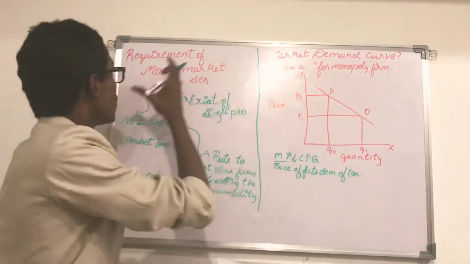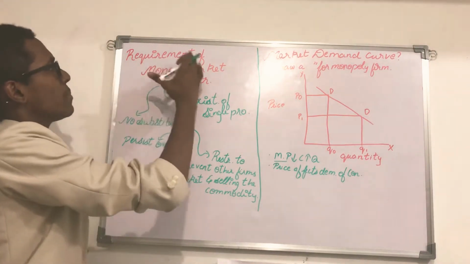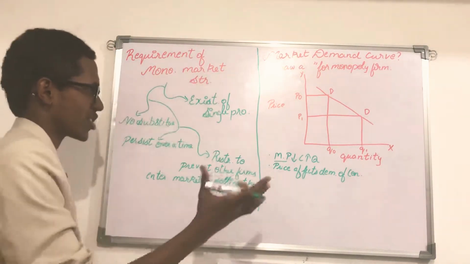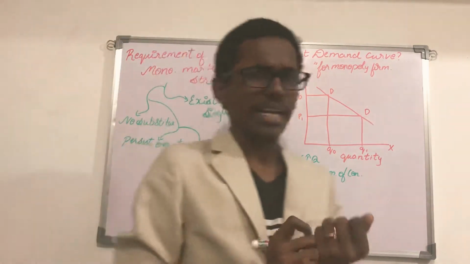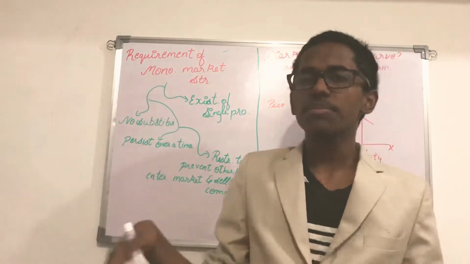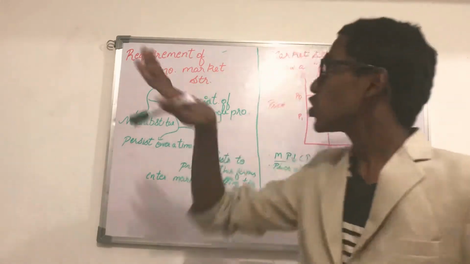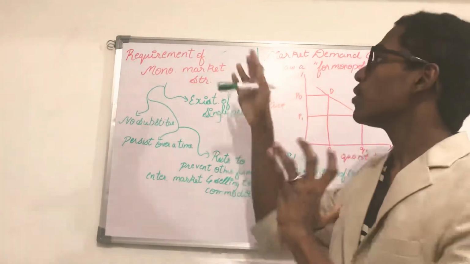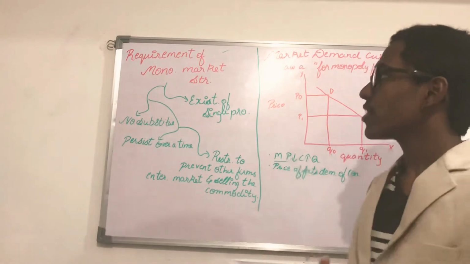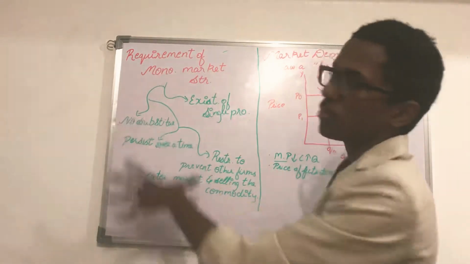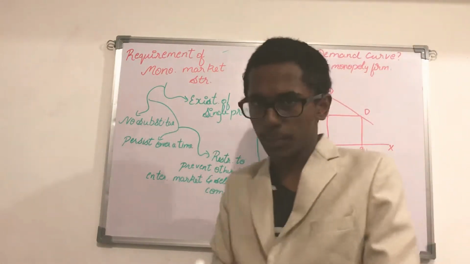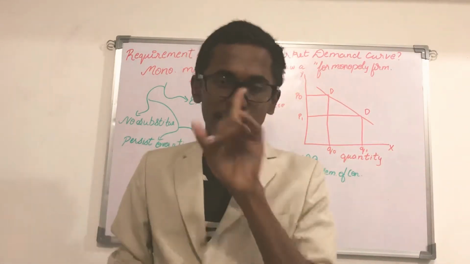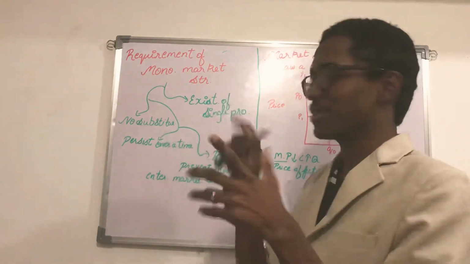After this, let's look at the requirements of the monopoly market structure. This is quite easy because we completed the same concept in part 1, as the features. There are 4 key requirements. The first one is the existence of a single producer. There is only one producer, and there are no more producers.